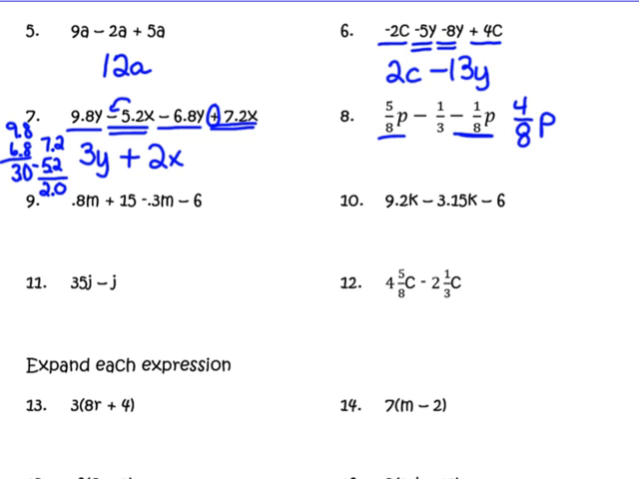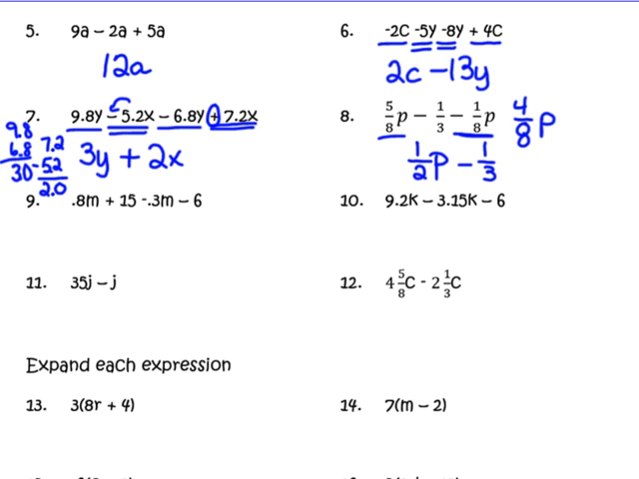4. So if I take 4 and divide it by 4 in the numerator, I get 1. 8 divided by 4 in the denominator is 2. 4/8 is the same thing as 1/2 p. And my negative 1/3 does not have a p on it, so that does not combine with anything. Negative 1/3.